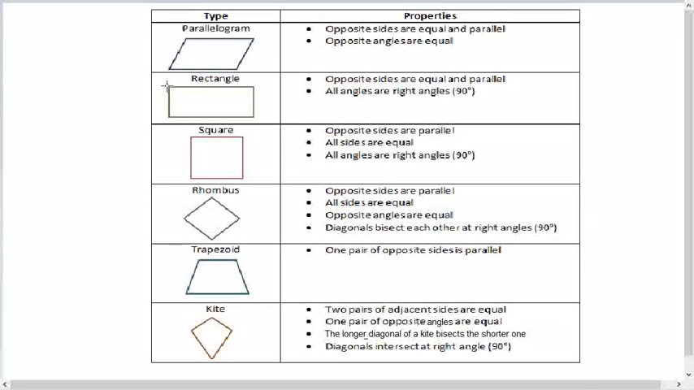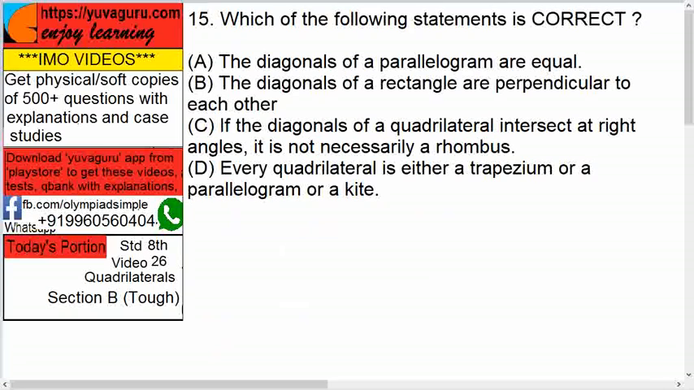Next, the diagonals of a rectangle are perpendicular to each other. See, is it so? This diagonal and this diagonal, are they perpendicular to each other? They can't be. So B is false. Now C, if the diagonals of a quadrilateral intersect each other at right angles, it is not necessarily a rhombus. Let's see.